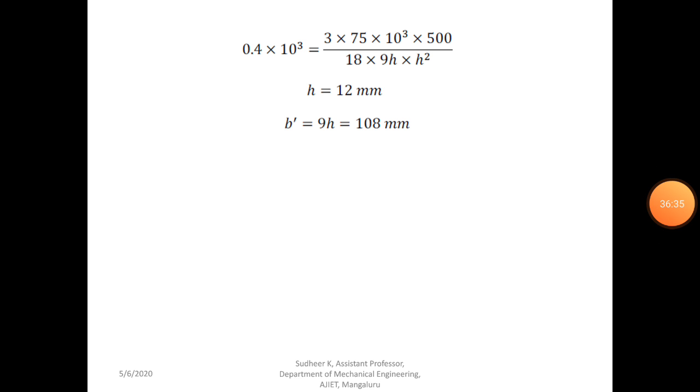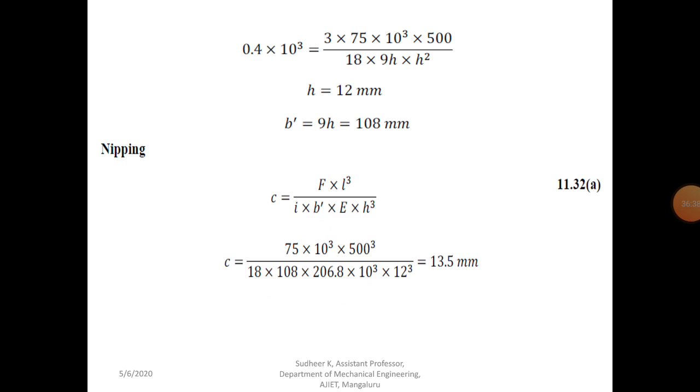Now we have to find out the second question, that is nipping. So nipping is nothing but the small gap between the two leaves, that is the full length leaf and graduated leaves, for equalizing the stress. That is denoted by small letter c, so that can be calculated with the help of equation number 11.32a. So that equation is c equal to F into L cube divided by I into b dash into E into h cube.